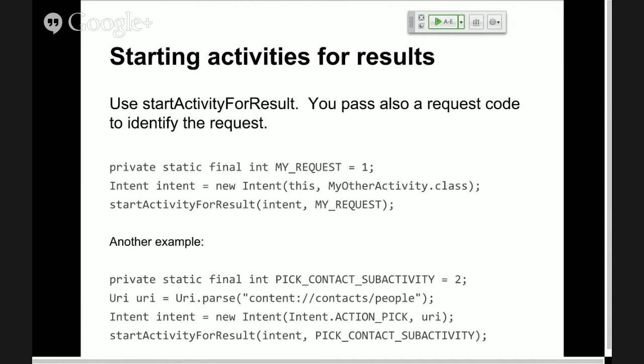It's like a bookkeeping thing. You need to tag your requests to be able to know which one completes. So you create a tag, okay? Then you create an intent, and you say intent from this to my other activity class. And then instead of saying start activity, you say start activity for result, intent, and you give also the tag, okay? So this starts it in a slightly different way. Okay, so this is another example. Fine, but I want to show you what happens when you come back.